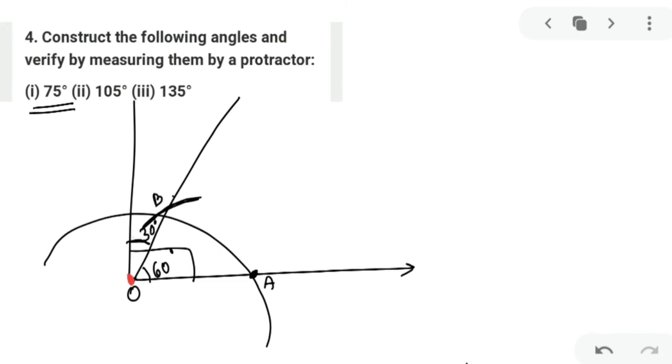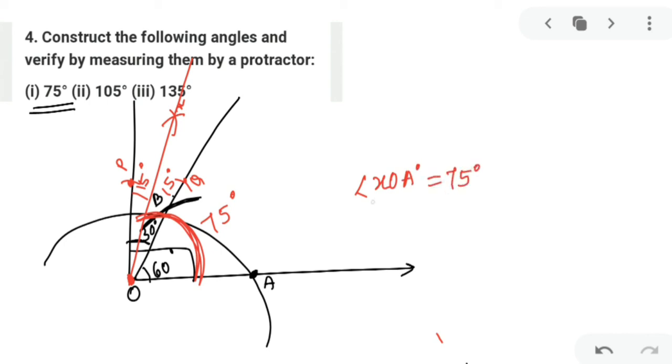that is to this point, if I make an arc here and here, I'll name it as PQ, and from point P and Q, I arc here and here, name it as X. So when I join OX, what I'll get is the bisector of POQ. This angle will be 15 and this angle will be 15. That means if I join this 60 and 15, what I'll be getting will be 75 degrees. That means can I say angle XOA is equal to 75 degrees?